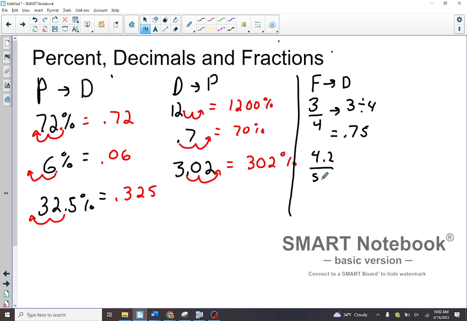4.2 over 5. If you had something like this, you could still type into your calculator 4.2 divided by 5, or divided by 5.